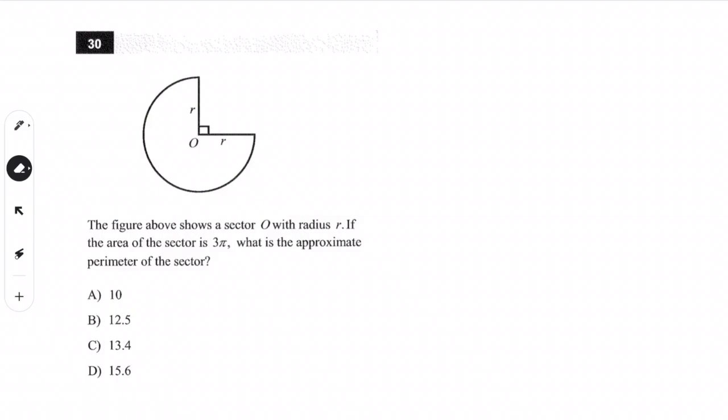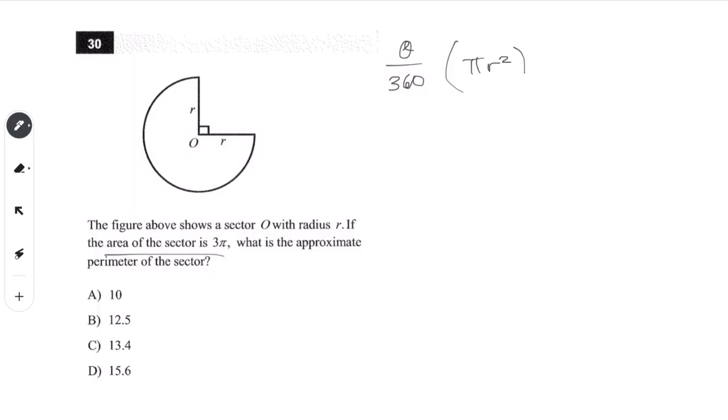What is the approximate perimeter of the sector? So we know that the area of the sector is 3 pi. Okay, so this information requires you to know the formula for the area of a sector. To review, the area of a sector is theta over 360 times the area of a circle, which is pi r squared.